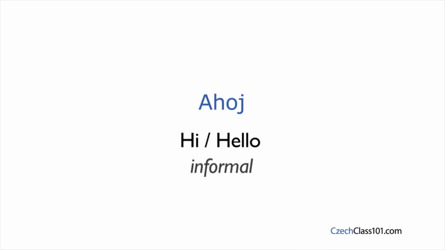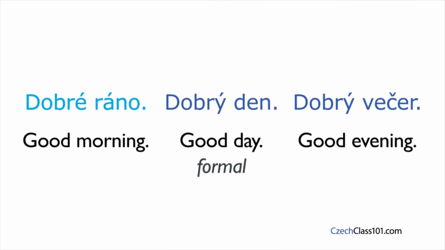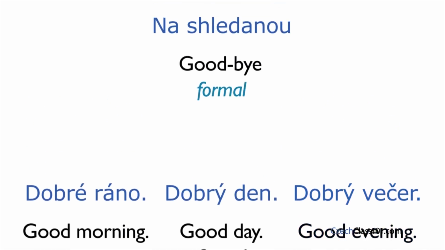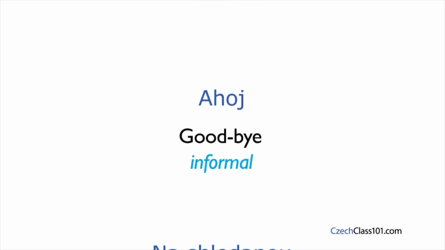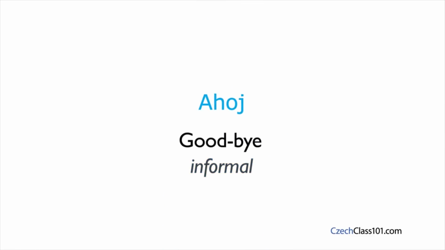Now you can greet people in many different ways in Czech. Let's review them all again. First, the greetings. Informally, we simply say ahoj. Formally, use dobré ráno in the morning, dobrý den in the afternoon, and dobrý večer in the evening. When leaving in a formal situation, we say na shledanou. And in an informal situation, it's ahoj. It's easy, isn't it? Now it's time for Veronica's insights.